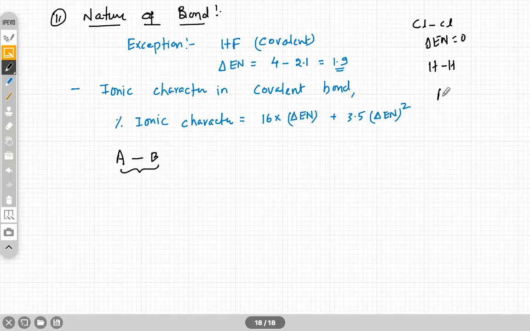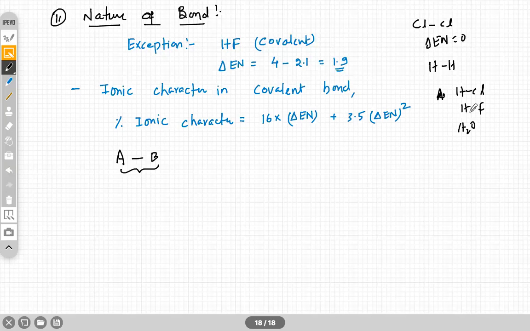But when we have HCl, when we have HF, when we have any other example you take, H2O, we must have some difference in electronegativity between the atoms present in the molecule. Hence it will have neither 100% covalent character nor 100% ionic character. So in that case, we sometimes calculate the ionic character in a covalent bond with this formula.